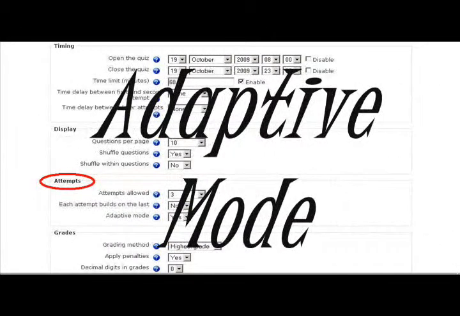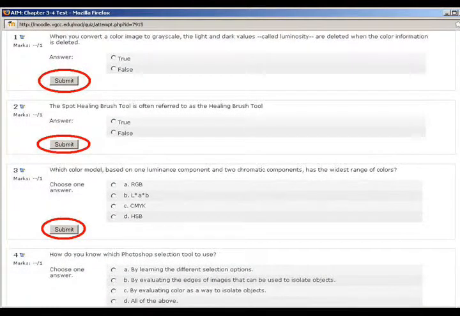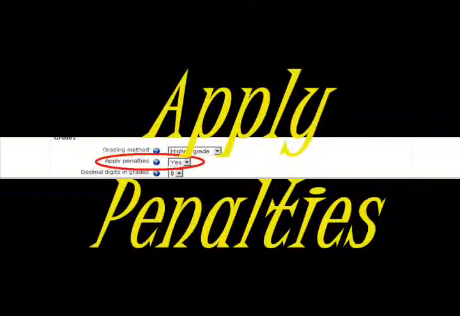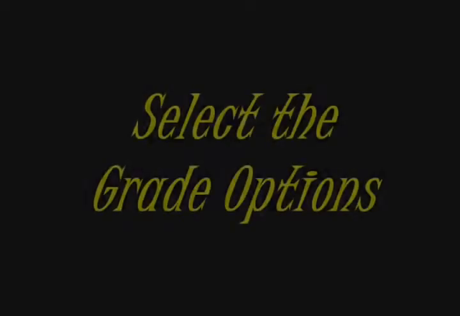Adaptive mode. In adaptive mode, an additional Submit button is shown for each question. If the student presses this button, then the response to that particular question is submitted to be scored, and the mark achieved is displayed to the student. The quiz will then allow the student to try again immediately, but a penalty will be applied to the score. The penalty is set in the Apply Penalties option.